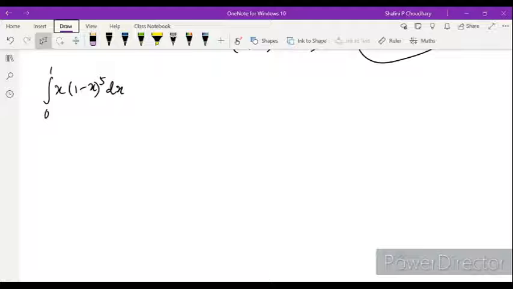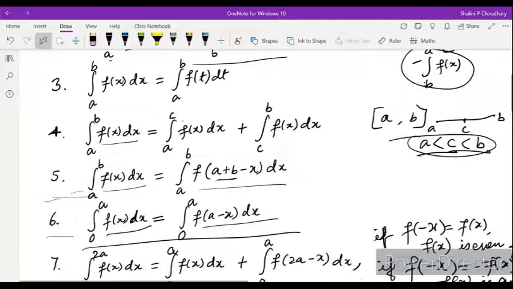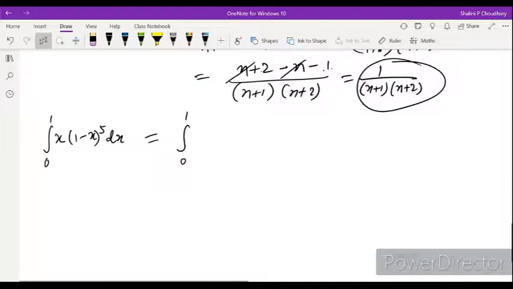Okay. The next question, and that is this one, x into 1 minus x whole to the power 5, and interval 0 to 1. So how we'll do this? 0 to 1. Now here also we can use the same formula, this equation of property number 6 we can use. Okay, so here also we'll use property number 6. It means x will be equal to a minus x, and the value of a is 1.